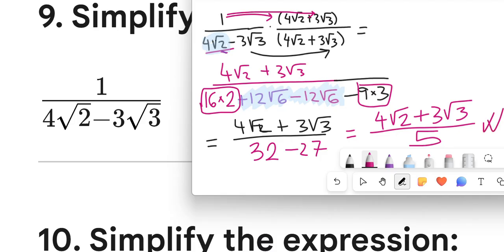With that, we are done with this question. So it looked very difficult, very complicated, but it is actually not. I hope that it was clear.